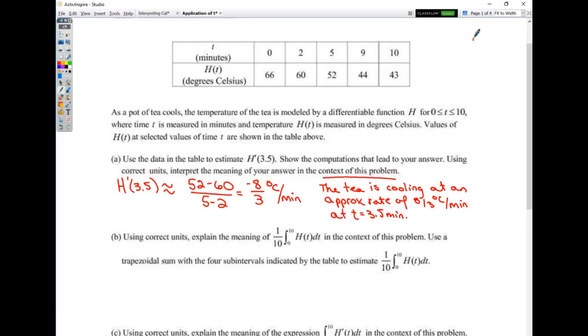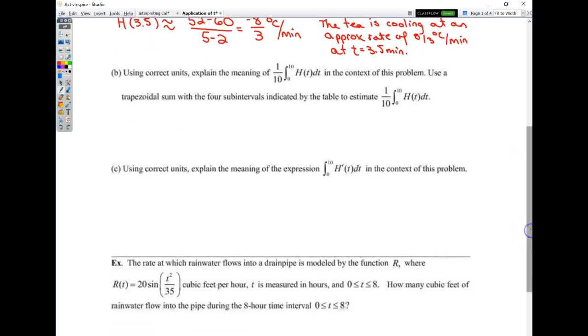So, using correct units, explain the meaning of 1 over 10 times the integral from 0 to 10 of h of t dt in the problem. So when I look at this, a very good indicator of this being an average value is this 1/10, especially when they match up with the units here. It is going to be kind of a guarantee. Now I'll answer this question after I do the approximation, because it does say use the trapezoidal sum of 4 subintervals indicated by the table to estimate the value. So as I do this, it will make my life a little bit easier if I find the number first. So we've got some things that we can look at.